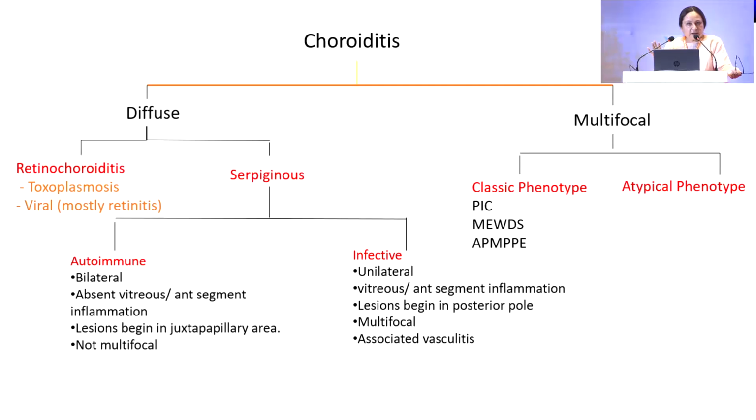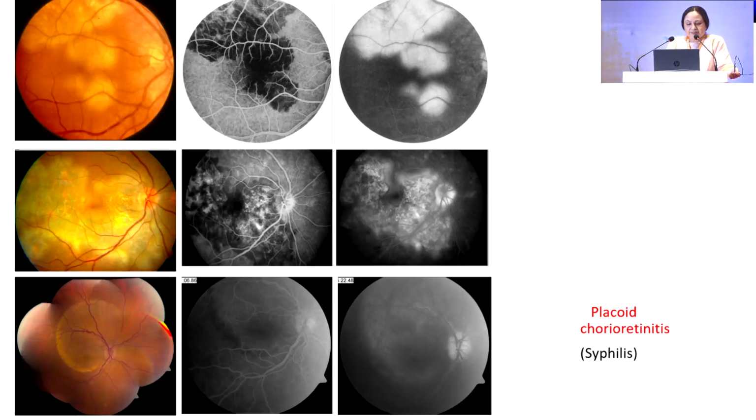What we see in our country, the majority, is serpiginous-like choroiditis, which tends to be infective, mostly an immune response to tuberculosis, which is unilateral, with associated inflammation in the vitreous. Lesions may begin in the posterior pole, multifocal, and there may be associated vasculitis. And then there is multifocal choroiditis, which is mostly white dots, and we have very recently abandoned the use of white dot syndrome. We have a session the day after tomorrow by IOSG that this term is a waste box and should not be used.